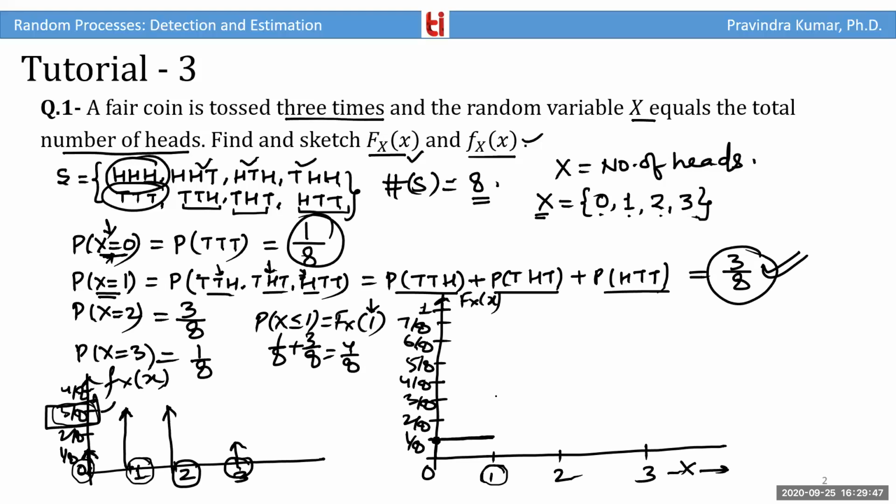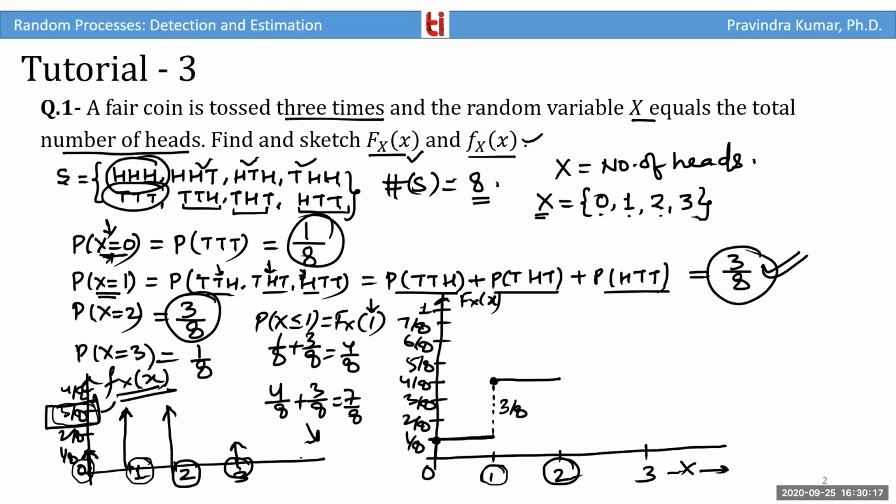So the jump is 3 by 8, so you will get 4 by 8. This jump is 3 by 8. This jump is the PMF or PDF. So this is 4 by 8, and up to 2 it will be continuous. At 2, it is added, and the probability is 3 by 8. So 4 by 8 plus 3 by 8 is 7 by 8.